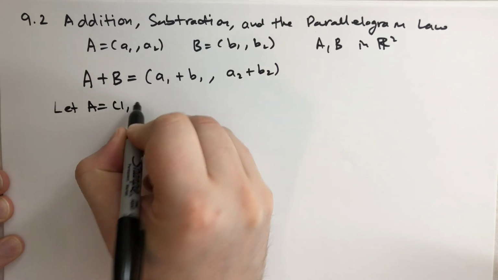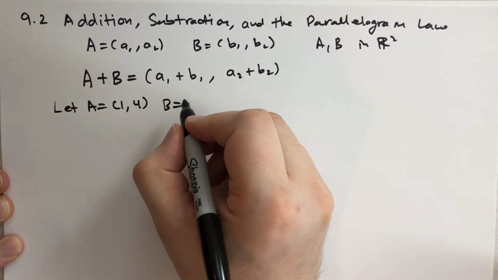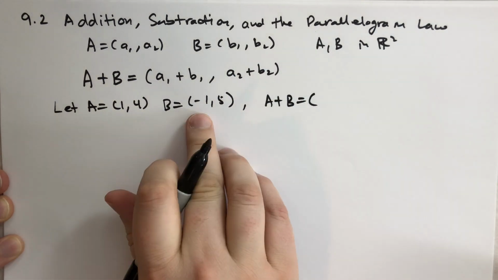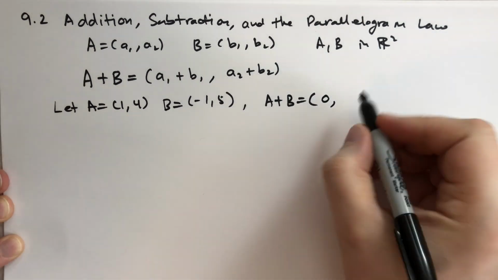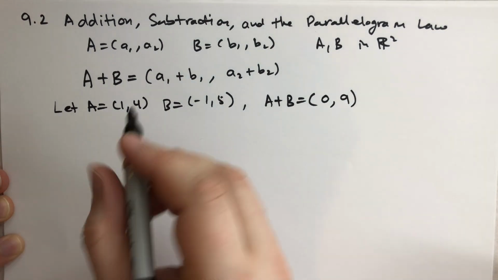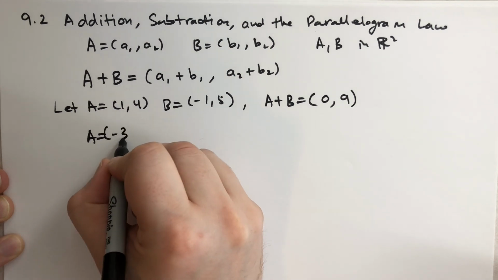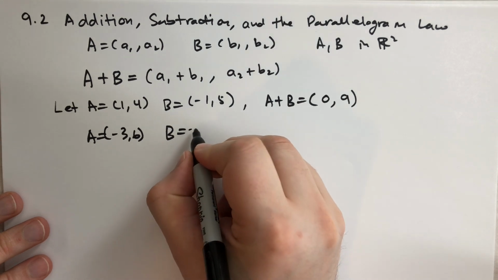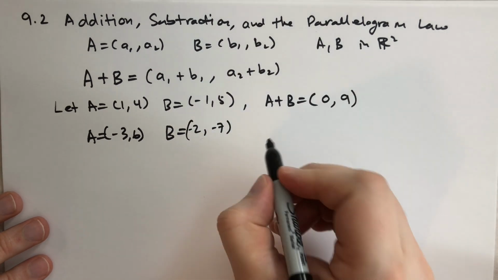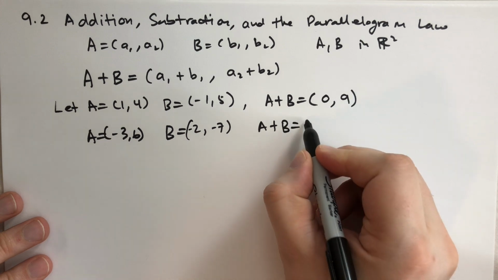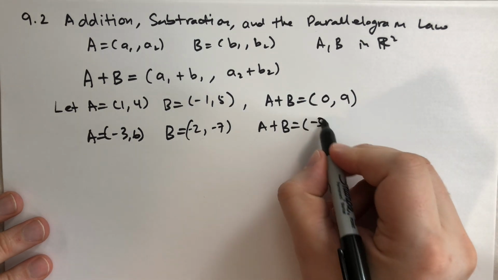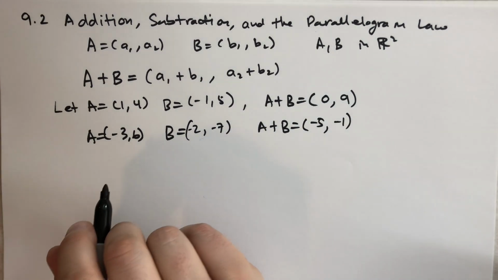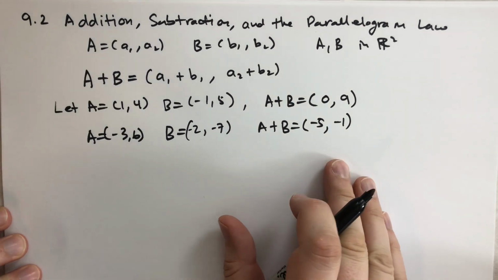Let A equal (1, 4) and B equal (-1, 5). So A plus B is equal to 1 minus 1, that's 0, and 4 plus 5 is 9. Or if we said A is equal to (-3, 6) and B is equal to (-2, 7), then A plus B is equal to -3 plus -2, which is -5, and then 6 plus 7 is 13. All right, pretty straightforward. We're not going to talk about the graphical interpretation yet.